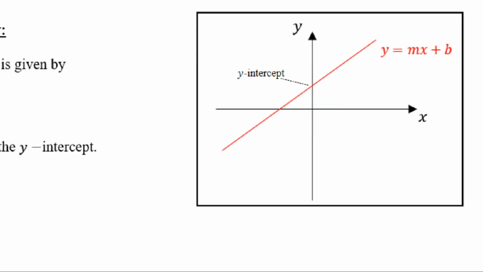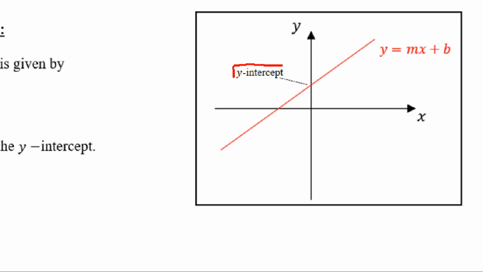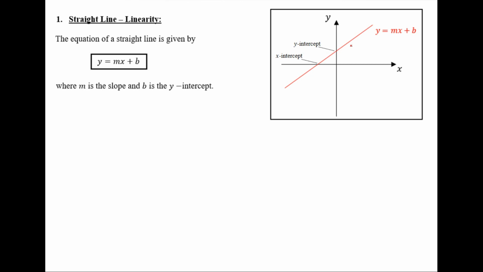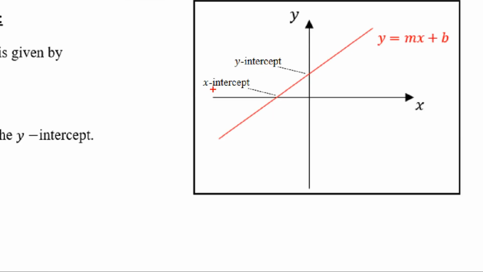Now the word intercept means it is an intersection. Basically this point, which is given by the coordinates (0, b), would represent the y-intercept, which means the intersection with the y-axis, and the x-intercept, which is this point, would represent the x-intercept. However, the x-intercept doesn't appear explicitly in this equation.